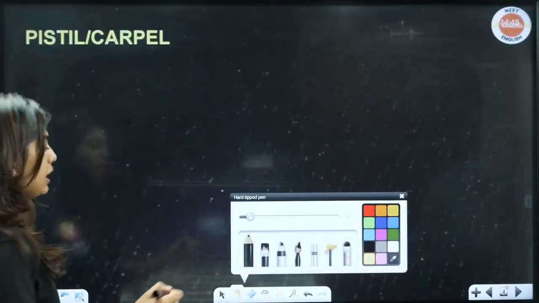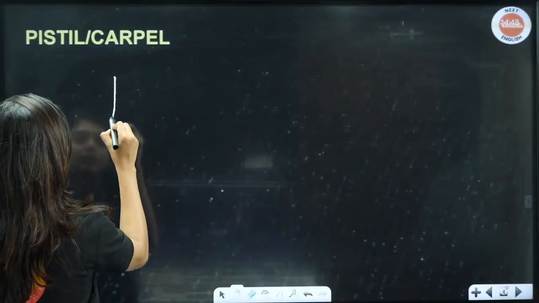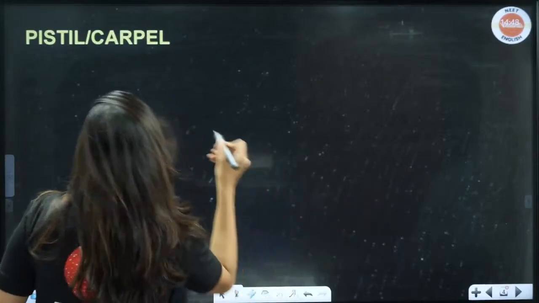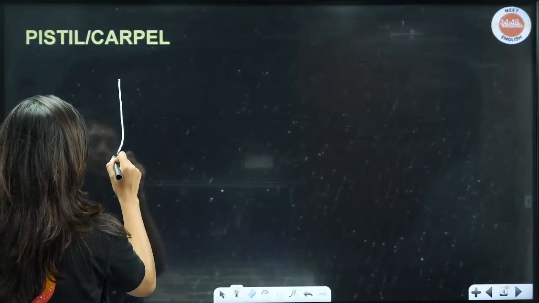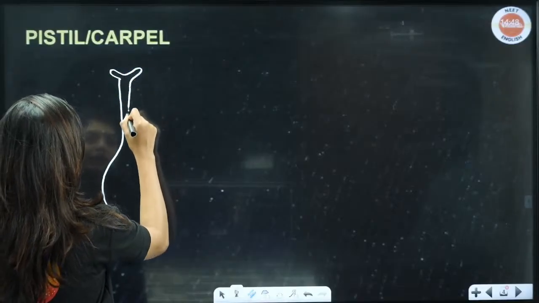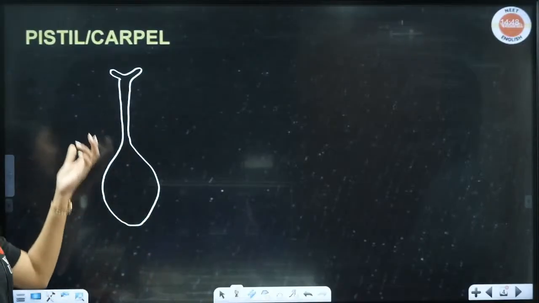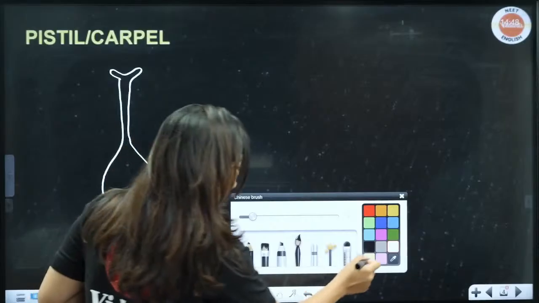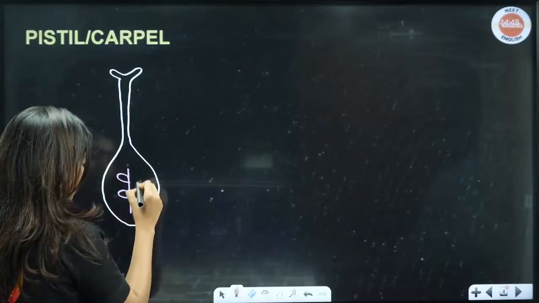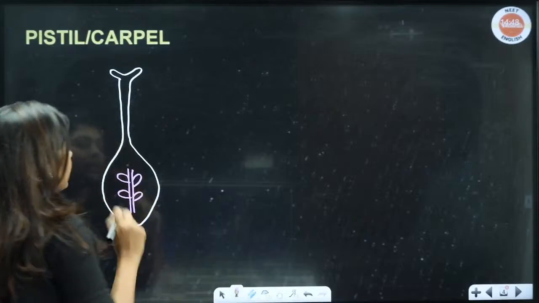Okay, pistil and carpel. First we will draw, after that I will explain. One second students, it's not working with this pen. Okay, look here, this is a swollen portion, and then there is a portion like this, and again a swollen portion. So this is your stigma, style and ovary, which forms the pistil or your carpel. Inside this swollen part there are going to be your ovules, and different kinds of placentation can be there. Now I'm just drawing this.